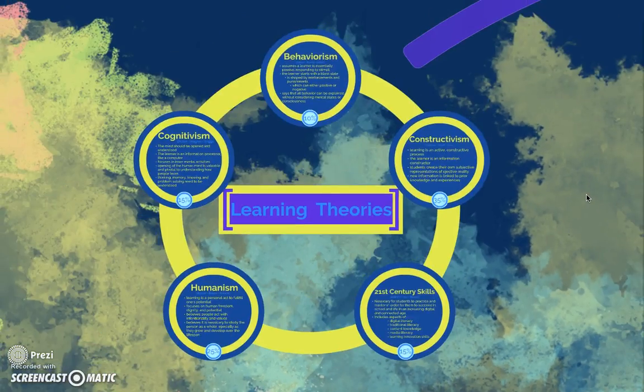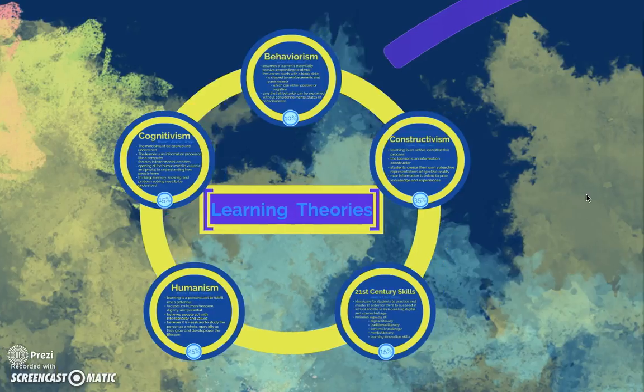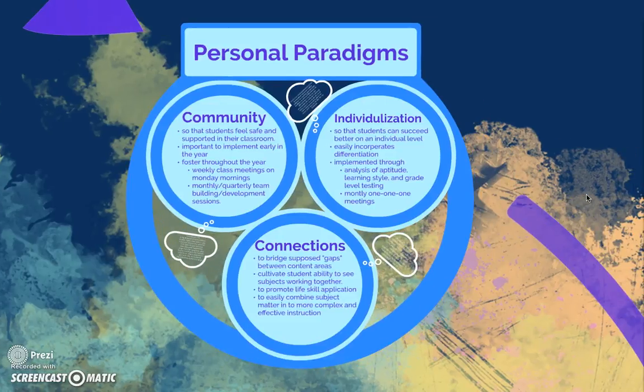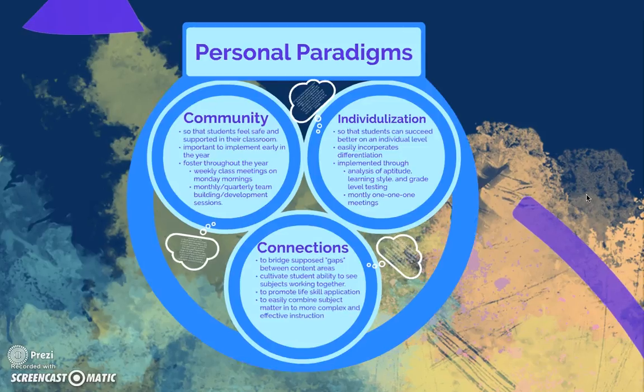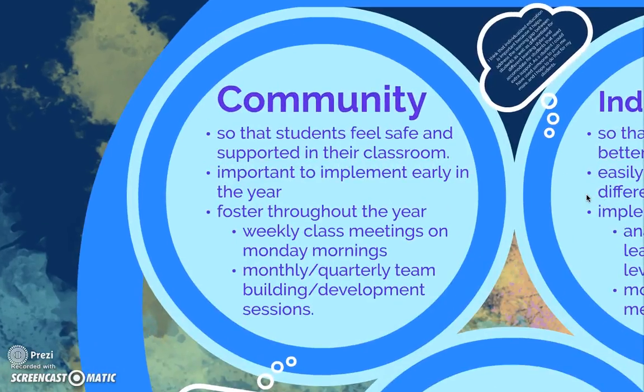So those are 5 of the major learning theories. There are lots more, but these are the 5 that I mainly identify with. Constructivism and humanism being those main things that I identify with, and I see those translating into my personal paradigms. I find community, individualization, and connections extremely important, and think that they will be major in how I teach my students. I think community is important so that students feel safe and supported in their classroom, so that they can learn more effectively.